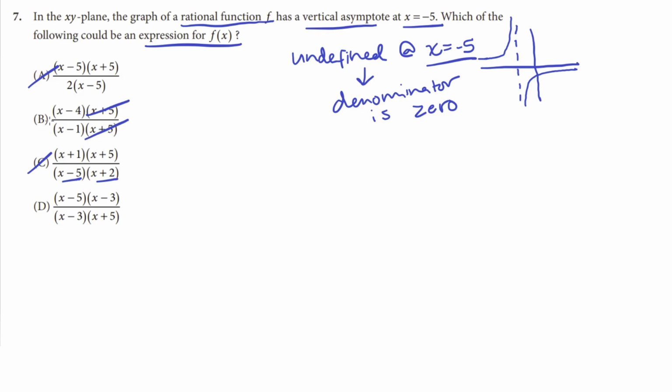That means that B doesn't actually have an asymptote at x equals -5 on the graph. So we can rule out answer choice B. And if we look at answer choice D, again, there's nothing that cancels out with x plus 5. So D has to be the correct answer.